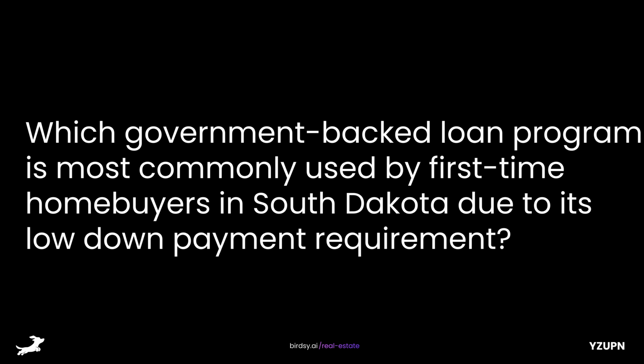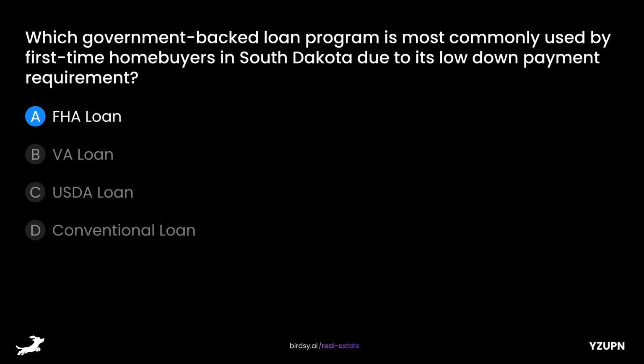Which government-backed loan program is most commonly used by first-time homebuyers in South Dakota due to its low down payment requirement? Is it A, Federal Housing Administration, FHA loan, B, U.S. Department of Veterans Affairs, VA loan, C, U.S. Department of Agriculture, USDA loan, or D, conventional loan? The answer is A, Federal Housing Administration, FHA loan.